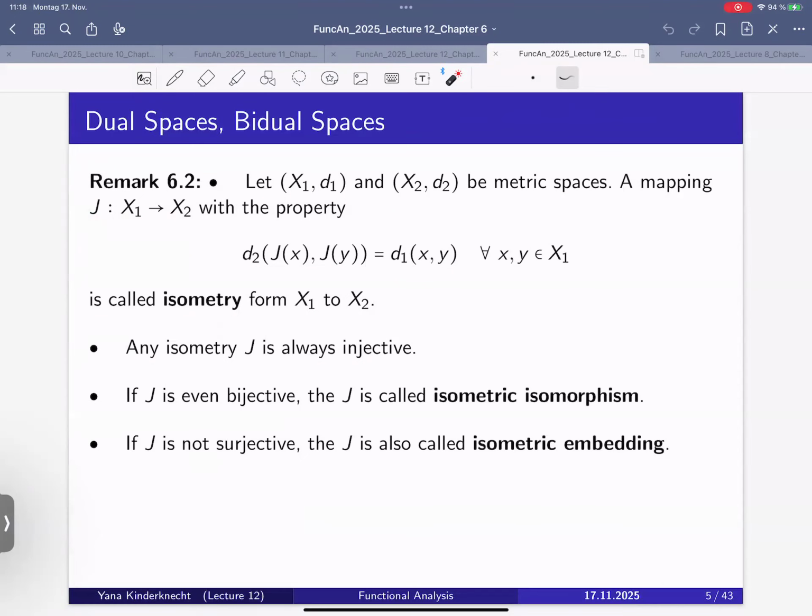If this isometry is even bijective, that is not only injective but also surjective, then this J is called an isometric isomorphism. And if J is not surjective, that is only injective and preserves distances, then J is also called an isometric embedding. So by saying isometry, I do not distinguish if the mapping is surjective or not. And by saying this or that, I specify if the mapping is not only an isometry, but surjective or not.